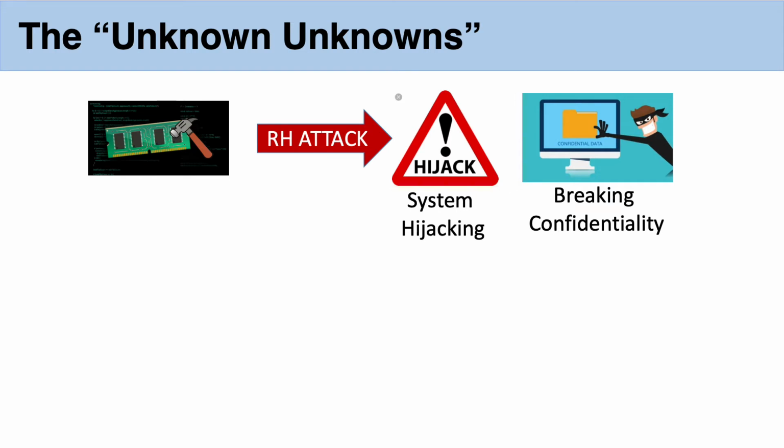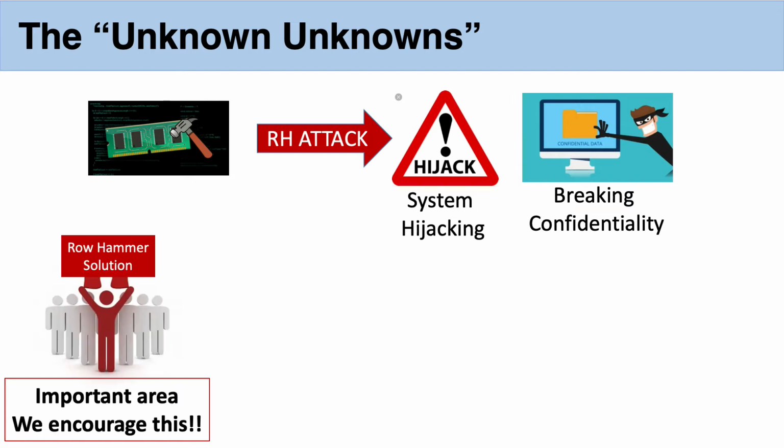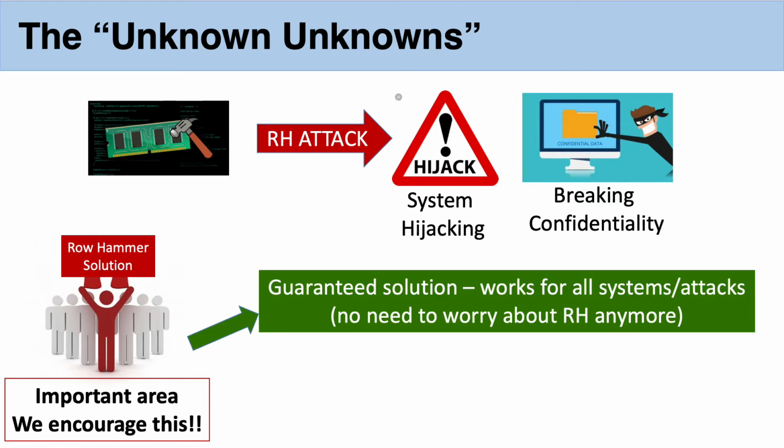Rowhammer is not just a reliability problem. It's a serious security threat, where rowhammer can cause a hijacking of the system and leakage of sensitive data. There's a lot of ongoing work on mitigating rowhammer, and we encourage research in this important area. In fact, if we could get a guaranteed solution that works across all systems and across all attacks, current and future ones, then we don't need to worry about rowhammer anymore. We can worry about other things.